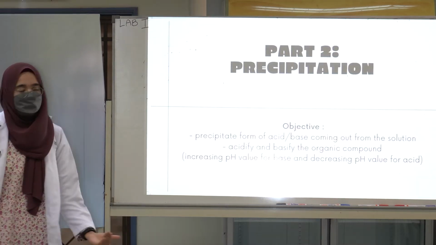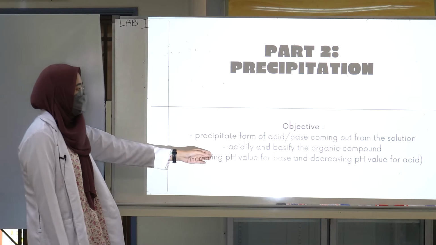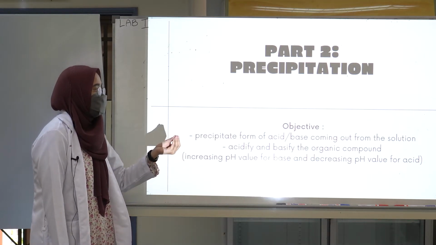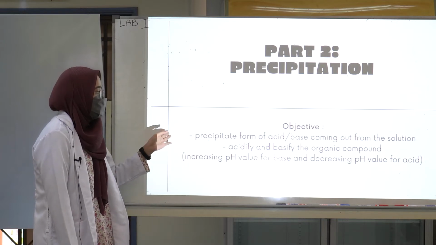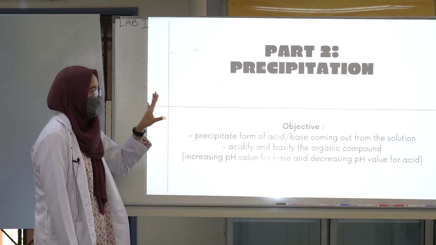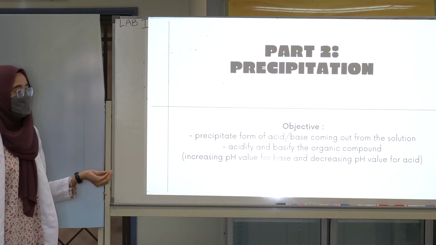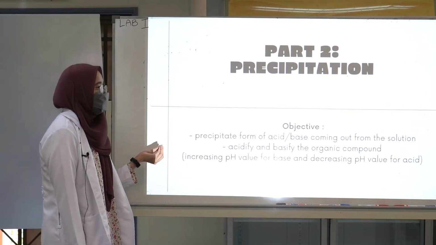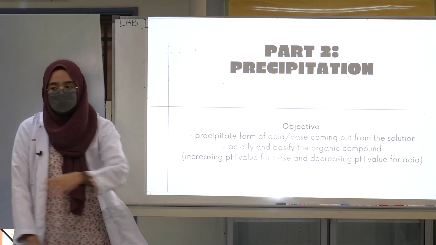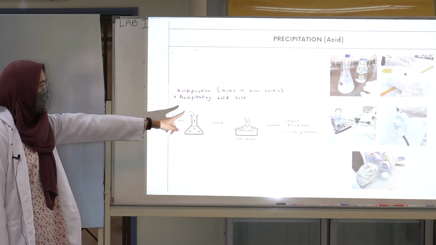And then next. So moving on to the second part, which is the precipitation. As you can see, the objective here is to precipitate a form of acid or base to let it come out from the aqueous solution. And basically, before you start, in order to get your precipitate, you have to acidify or basify the organic compound. Means that if it's acid, you have to add more concentrated acid, which I'm going to explain later. So the first one is precipitation of acid.